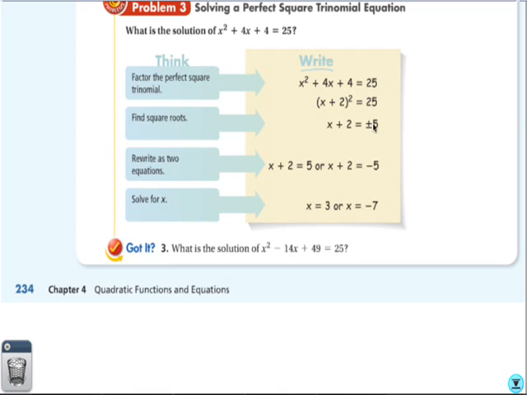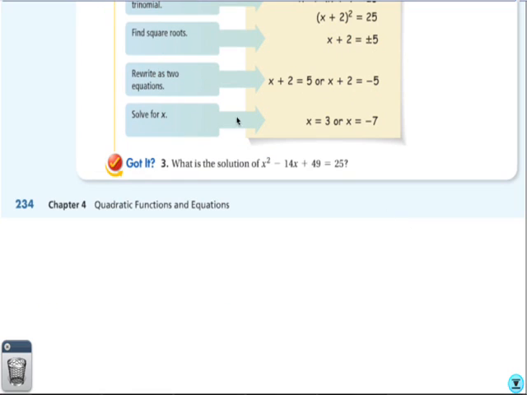Remember, when we take the square root, we have a plus or a minus. Then I can write two equations. x plus 2 equals 5, or x plus 2 equals negative 5. And then we just solve for x, and we get x equals 3, or x equals negative 7. So this is what happens when we have a perfect square trinomial set equal to a number other than 0. Let's take a look at this one. We'll do this one together.